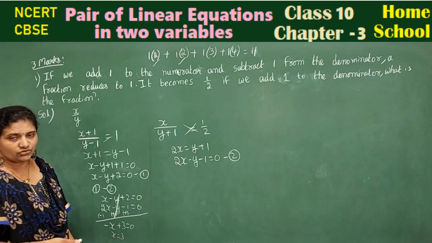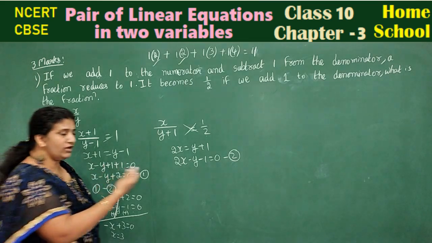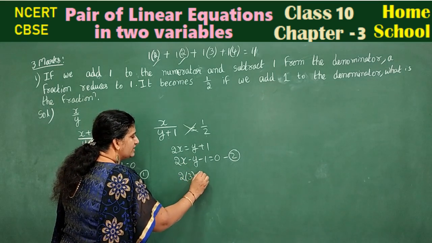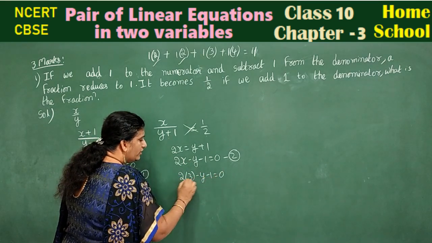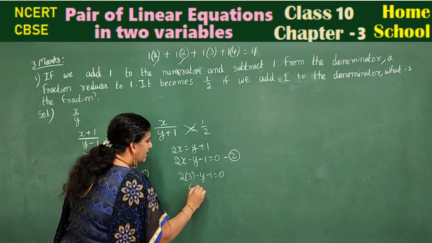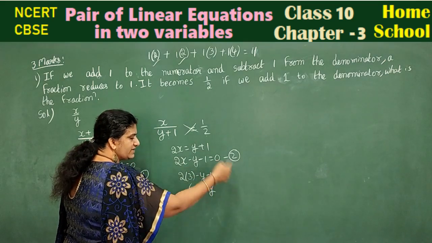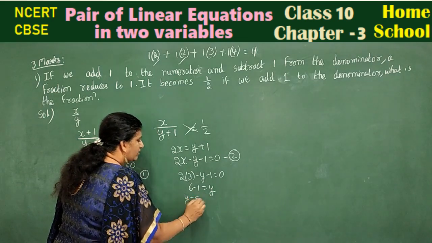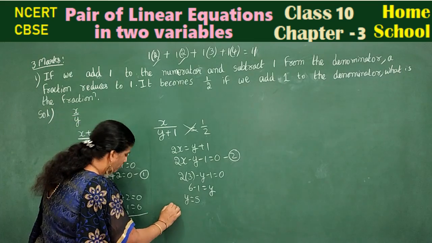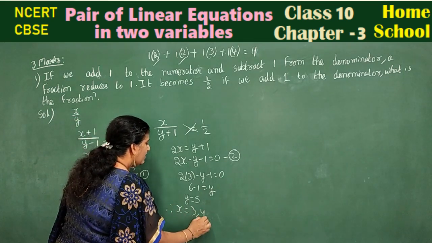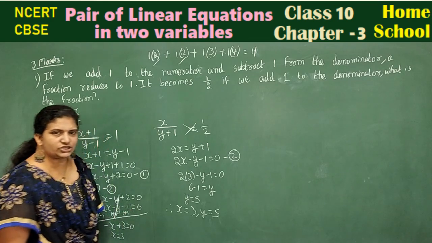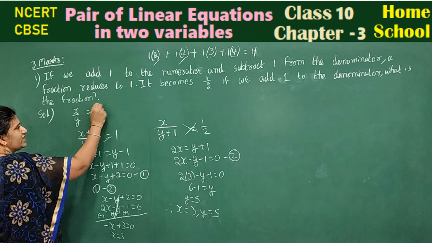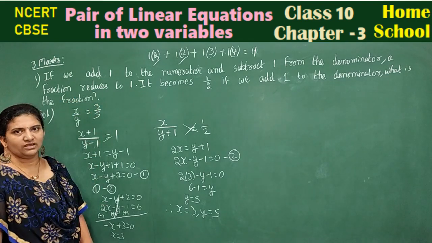If x is equal to 3, substitute this x value in any one of the equations. Let me substitute in this. 2 into 3 minus y minus 1 equal to 0. 3 2s are 6. 6 minus 1 is equal to y. Minus y sent to the other side becomes plus y. 6 minus 1 will be 5. y is equal to 5. Therefore, x is equal to 3 and y is equal to 5. Is this finished? No, we need to find the fraction. Therefore, the fraction is 3 by 5.